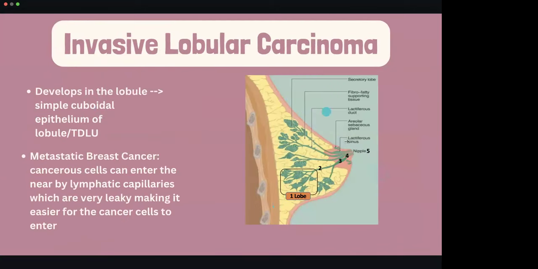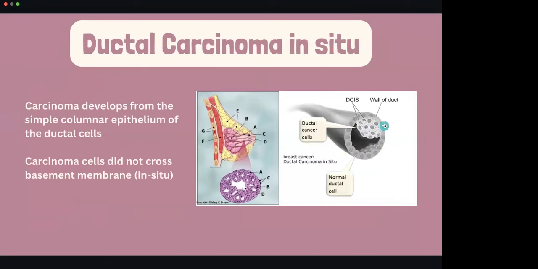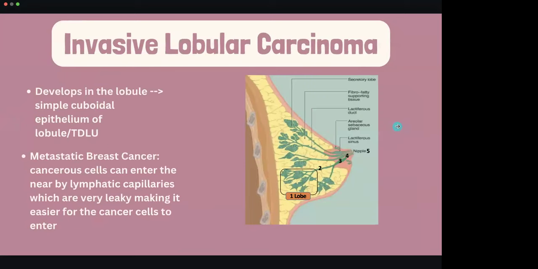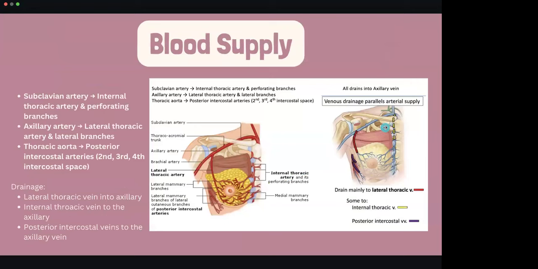Moving on to the lobular, which is this one, no, not this one. Lobular, this was the ductal, this was the, yeah, it is number 3. It develops in the lobule, which is simple cuboidal epithelium of the TDLU. And metastatic breast cancer occurs here because the cancerous cells can go to nearby capillaries, which are very leaky, making it easier for the cancer to enter. So we have carcinoma in situ, ductal carcinoma in situ, invasive ductal carcinoma, and then finally invasive lobular carcinoma.